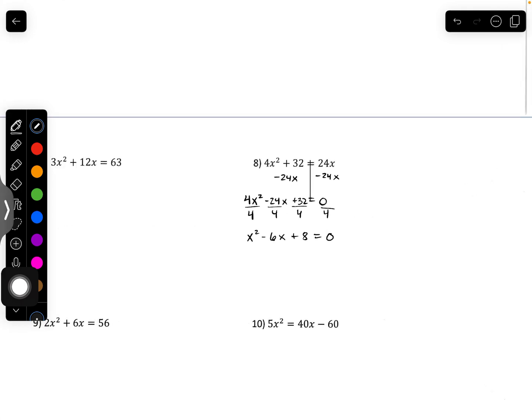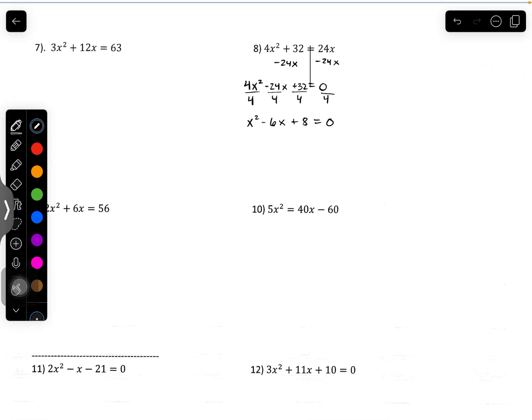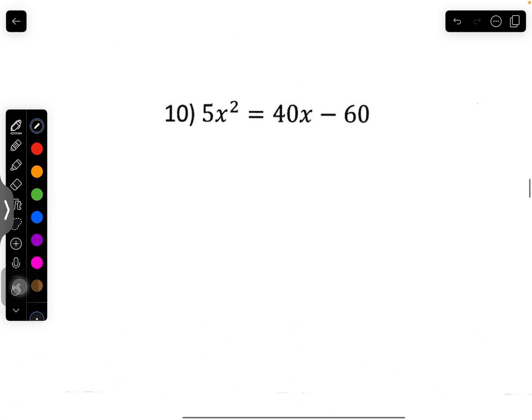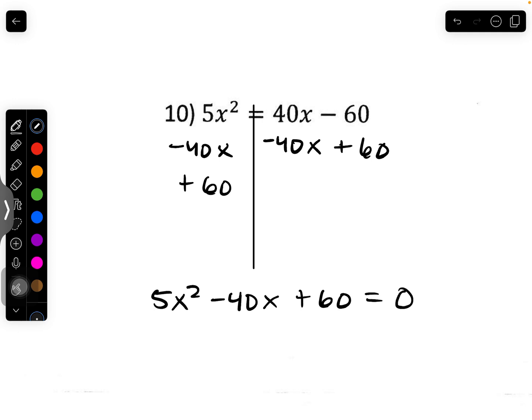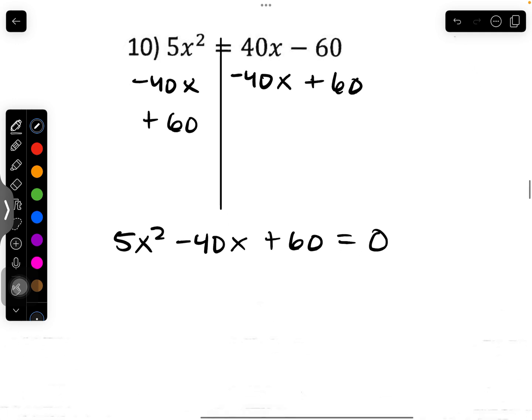Make sure you're moving terms so that your equations are equal to 0. It's okay to have to move 2 terms. So for instance, number 10, we're going to take that positive 40x and subtract it from both sides. We're also going to take that negative 60 and add it to both sides. So my resulting equation then is 5x squared minus 40x plus 60. Don't be afraid to have several steps before you get to where you even need to start factoring.